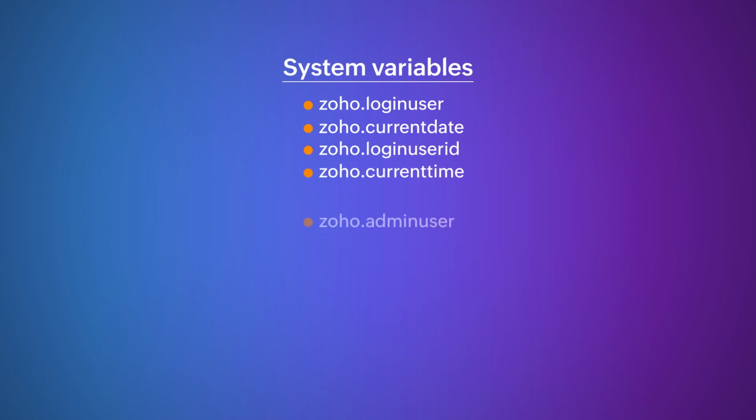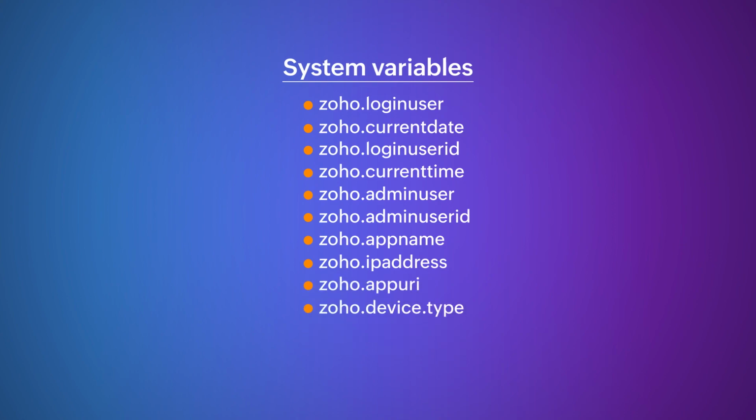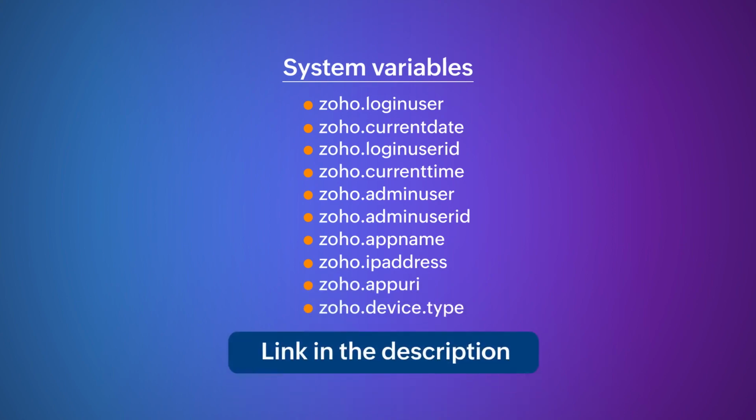For this requirement, we have used logged-in users and the current date to filter the records. You can utilize other system variables to filter and display personalized information according to your needs. Refer to the link in the description to learn more about the various system variables available in Creator.